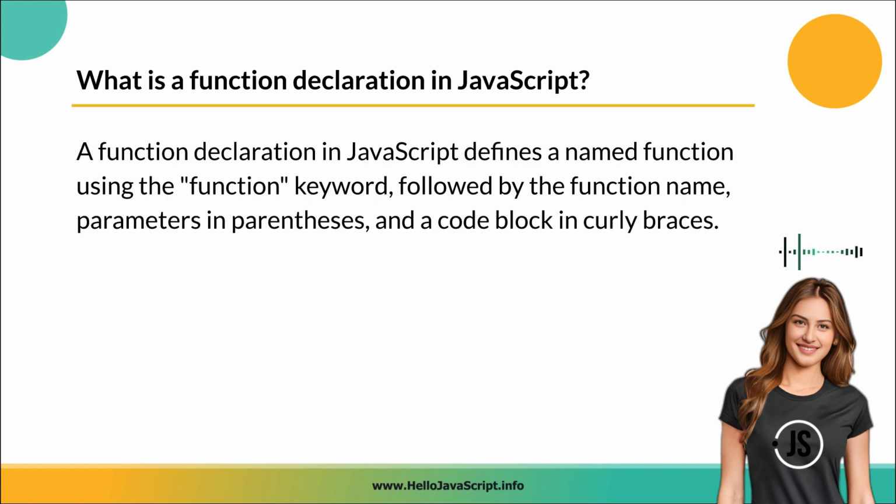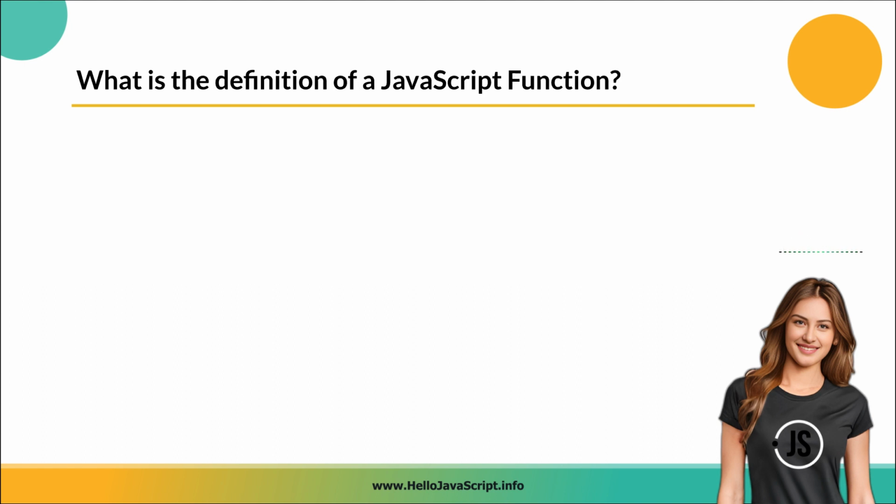Here is the correct answer to this question. A function declaration in JavaScript defines a named function using the function keyword, followed by the function name, parameters in parentheses, and a code block in curly braces. Let's look at the next question. What is the definition of a JavaScript function?